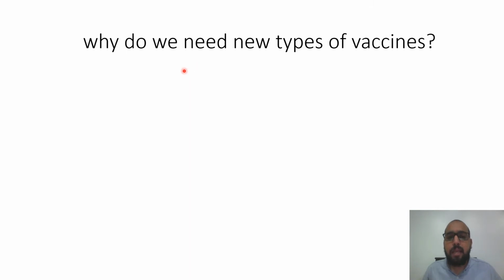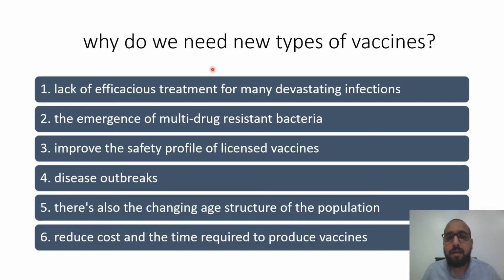So really, the first question we are trying to answer here is why we need a new type of vaccine. What is wrong with the platforms that we already have? I sum this up in about six main categories.